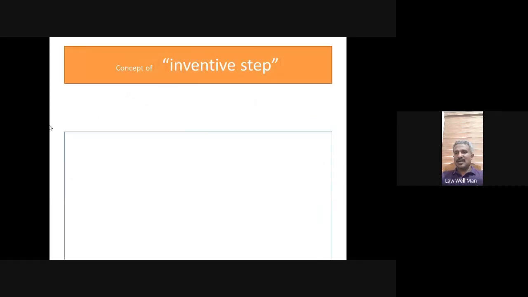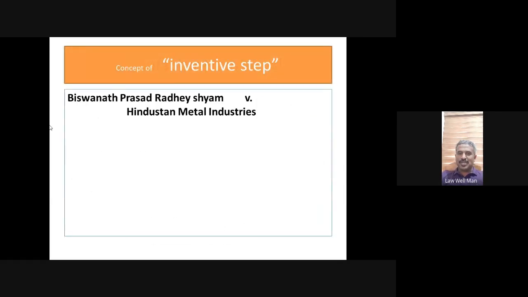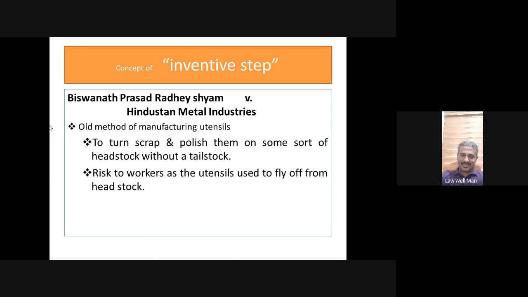The case is Bishwanath Prasad Radheshyam versus Hindustan Metal Industries. That's the case. The facts are like this. A person is claiming invention with regard to the method of manufacturing utensils. So the thing involved is a method to turn scrap and polish them on some sort of headstock without a tailstock, as utensils used to fly off from the headstock.